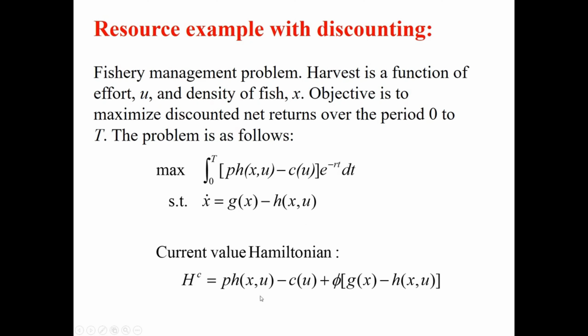The current value Hamiltonian is simply the price times the harvest minus cost plus, and I'm still using phi here, the shadow price times G of X minus H(X,U). Notice that I've dropped the X dot from this particular expression down below.